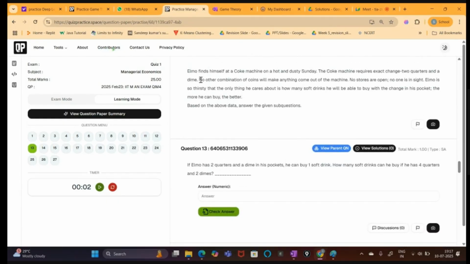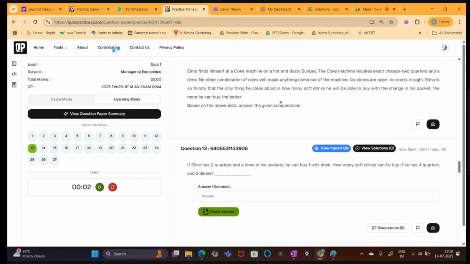Moving to the next question. Elmo finds himself at a Coke machine on a hot and dusty Sunday. The Coke machine requires exact change, two quarters and a dime. No other combination of coins will make anything come out of the machine. No stores are open. No one is in sight. Elmo is thirsty, and the only thing he cares about is how many soft drinks he will be able to buy with the change in his pocket. The more he can buy, the better.